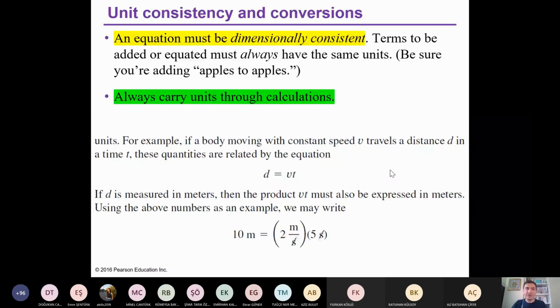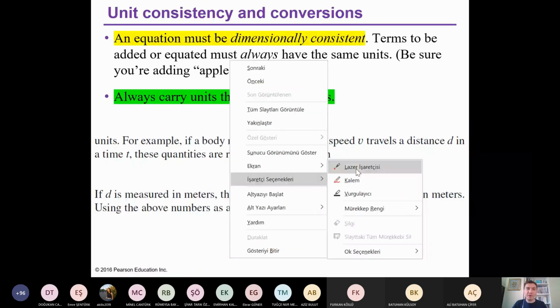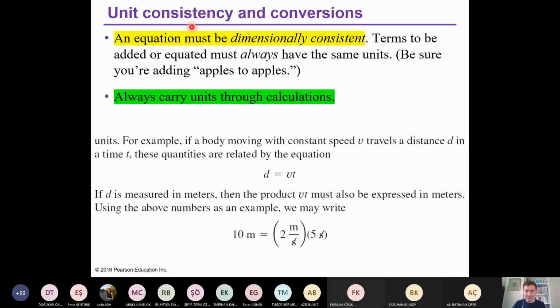So let me continue with the unit consistency and conversion. First of all, let me choose the laser pointer. This part is very important when you are solving the questions, okay? So students usually do some errors and mistakes within the calculations. This sometimes comes from the unit inconsistency and errors in the conversions. So you must be very careful.